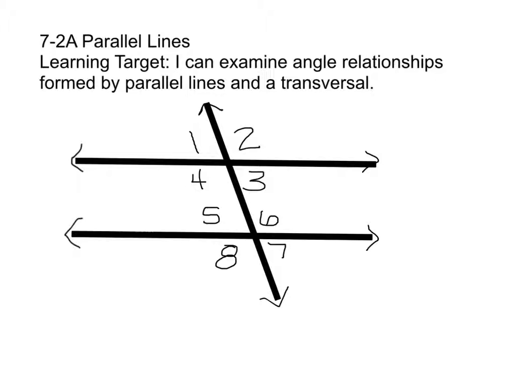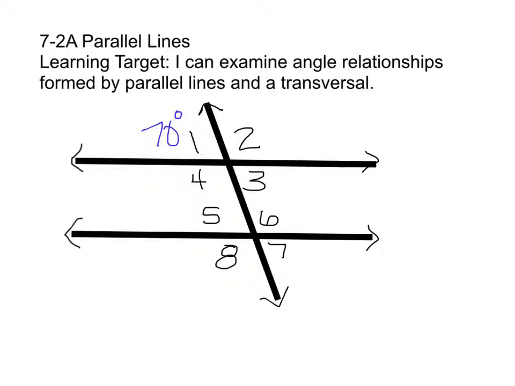Considering the information that I've given you about alternate interior, alternate exterior, and corresponding angles, with parallel lines cut by a transversal: if I tell you that the measure of angle 1 is 70 degrees, can you tell me 3 other angles that are also 70 degrees? 2, 8, and 7. 2 is not. 7 is. 5 is. 7 is. 3.